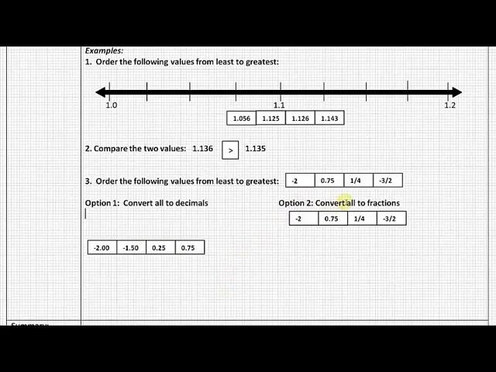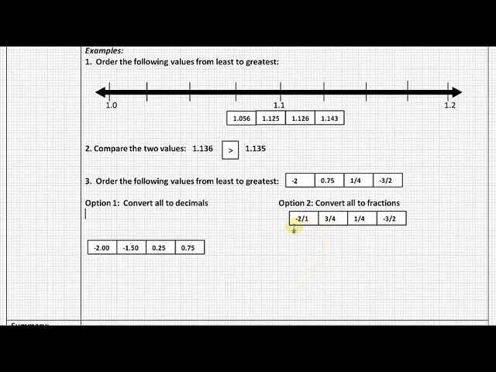For our second option, again, we're looking at these same 4 values. If you feel more comfortable with fractions, you could have decided to convert all these values to fractions. Negative 2 as a fraction would be just negative 2 over 1. 0 and 75 hundredths would be 3/4. 1/4 is already a fraction, and negative 3/2 is already a fraction. So here we've converted them all to fractions, but this one has a little bit more work to do.